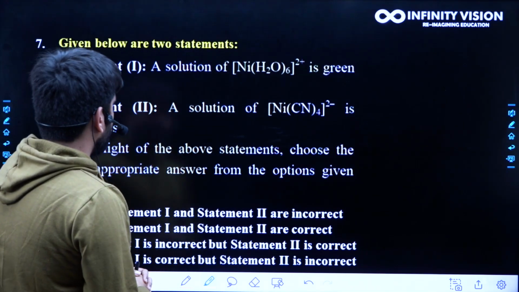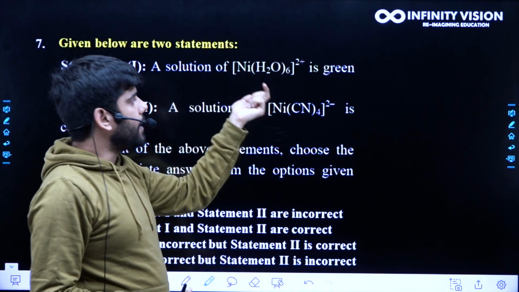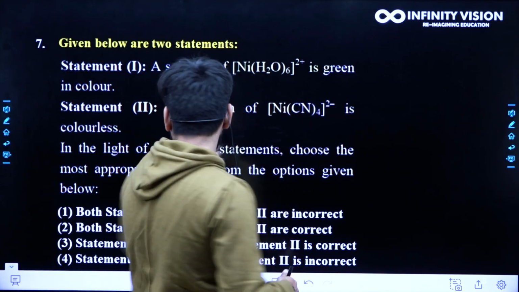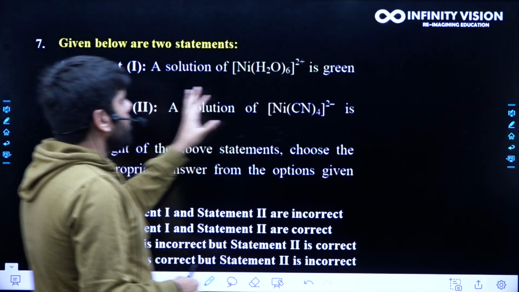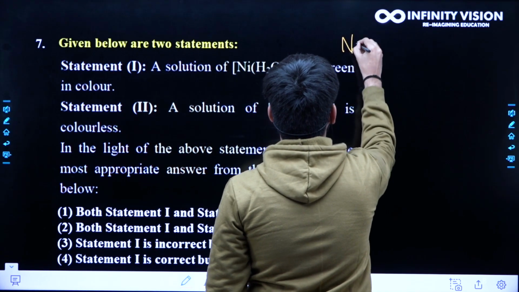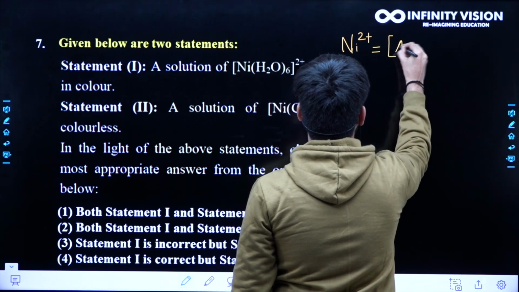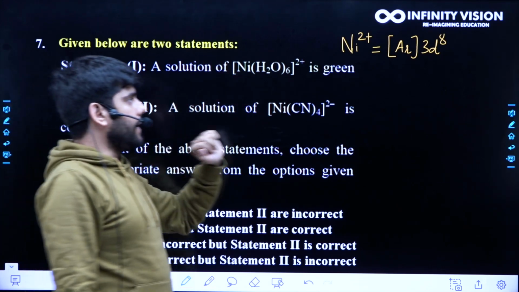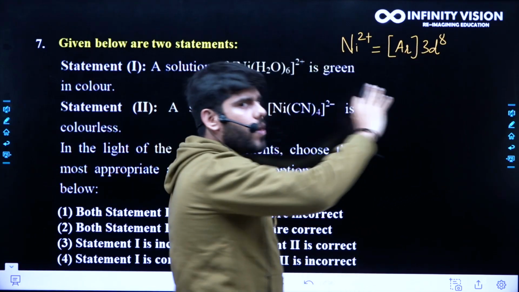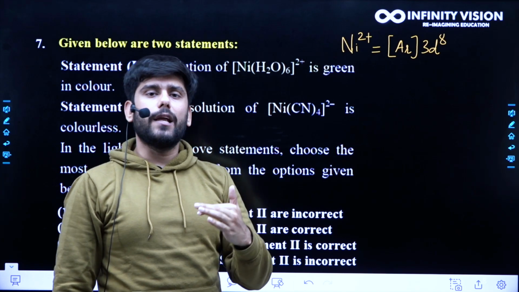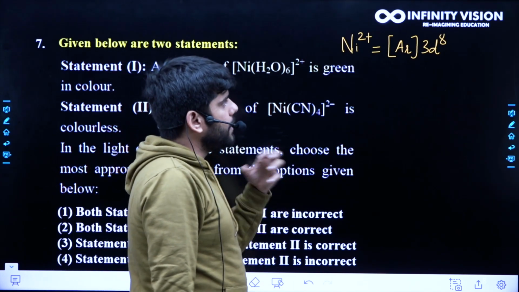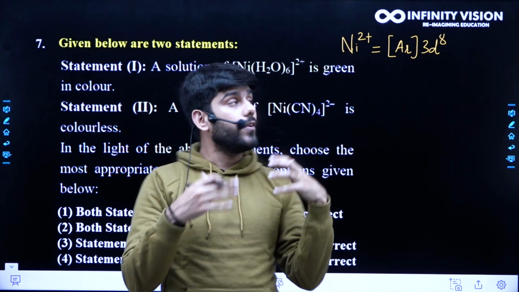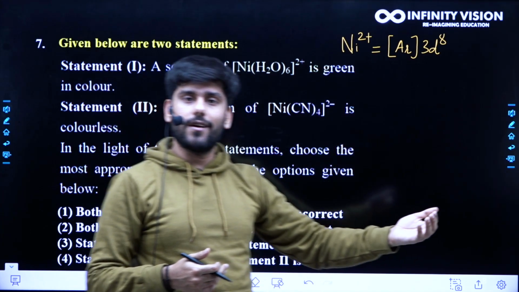Given below are two statements. A solution of this aqua complex of nickel is green in color, and a solution of the Ni(CN)4 2 minus complex is colorless. All right. Now, nickel here is in +2 oxidation state. If you see the electronic configuration, that is argon 3d8, right? And water being a weak field ligand, we have two unpaired electrons over here. So there is a possibility of d-d transition, right? And what happens because of that? The red color is absorbed, and the complementary green color is seen.